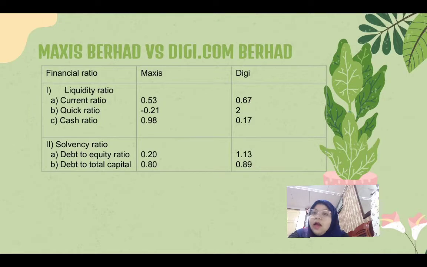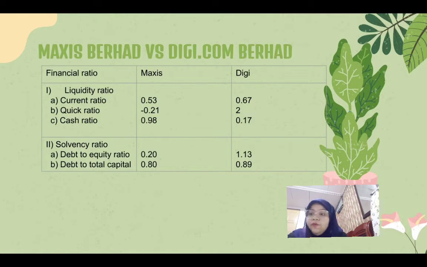Liquidity has three types, which are current ratio, quick ratio, and cash ratio. For current ratio, Maxis gets a value of 0.53, while DiGi gets 0.67. In this case, DiGi gets a higher value than Maxis. DiGi is able to pay obligations and debts in the short term, while Maxis is able to pay well.